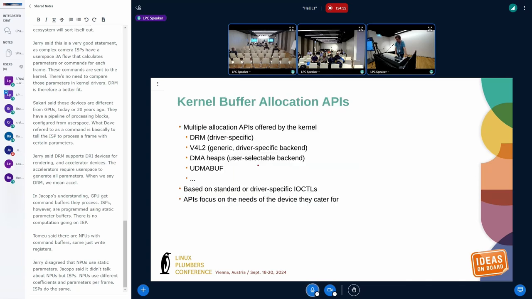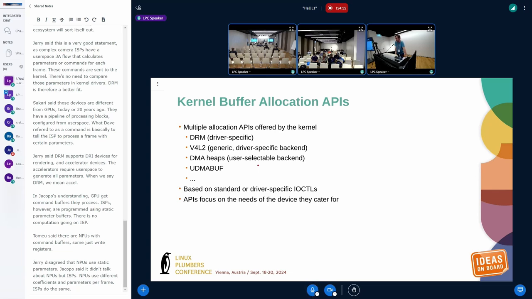So a bit of a recap. We do have multiple buffer allocators on the kernel side. So I'm not talking about generic allocation APIs, but things that are suitable to have buffers that devices can DMA to or DMA from. So we have APIs in DRM, and those are mostly driver-specific. Each driver will have its own IOCTLs to allocate the buffers. We have APIs in Video for Linux. They are generic. The backend behind them is driver-specific.